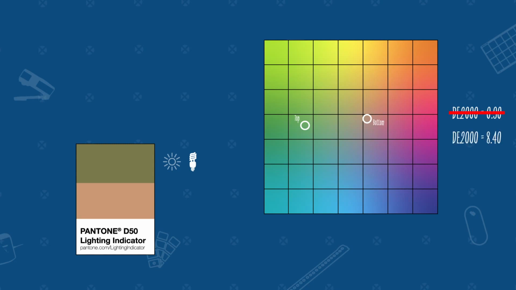So what happened? These two samples are considered metameric matches, and CIELAB values by nature are defined under very specific viewing conditions. This is where spectrophotometers can help.